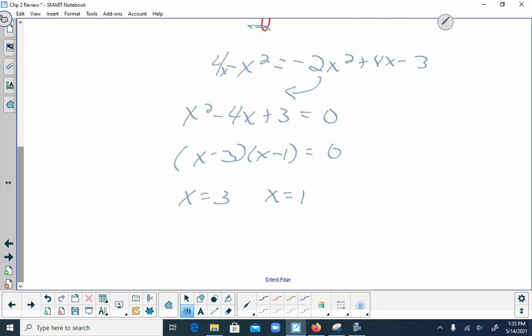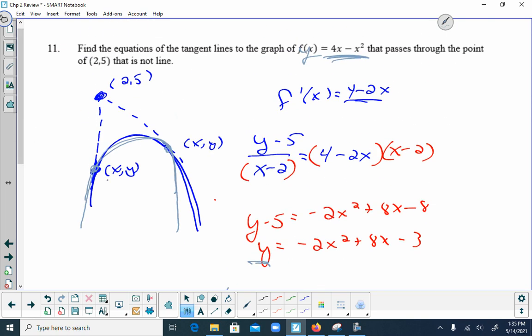So I found the x coordinates. So like this point will be 1 something, this point will be 3 something. Let's find the y's first. I'm going to find the y's by finding f of 1. So that'll be 4 times 1 minus 1 squared. And when I do that, I have 4 minus 1, and I believe I get 3. So my ordered pair is going to be (1, 3).